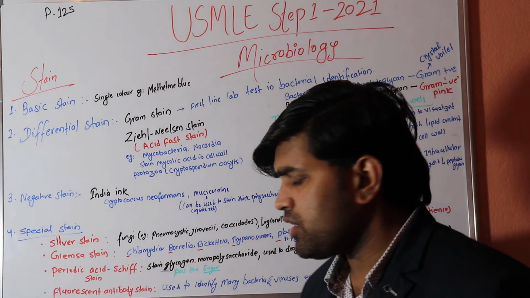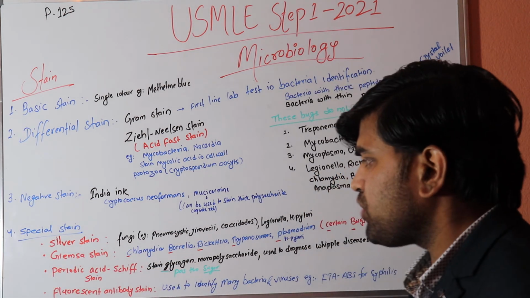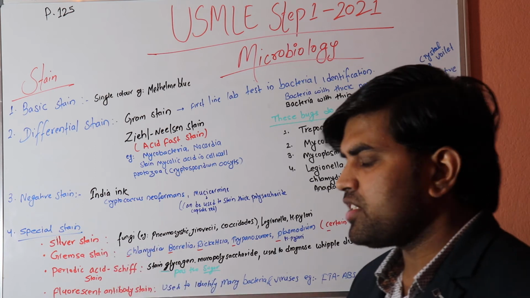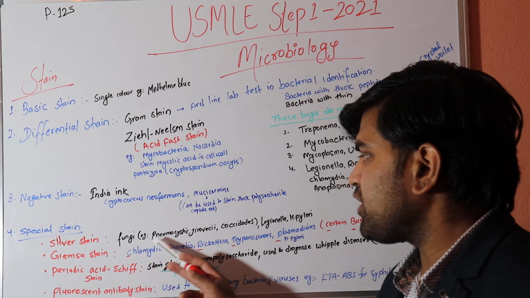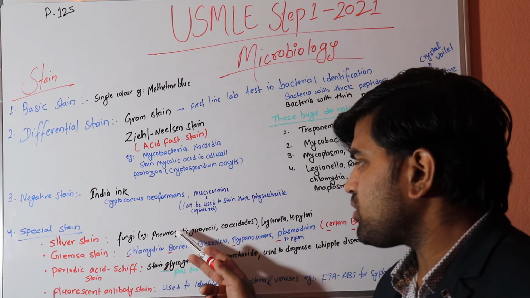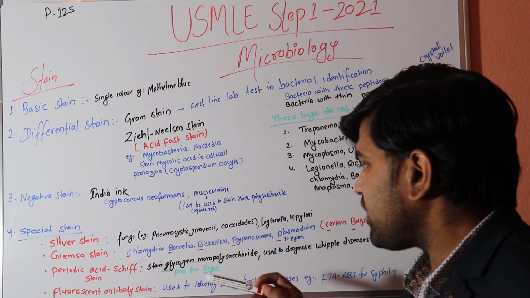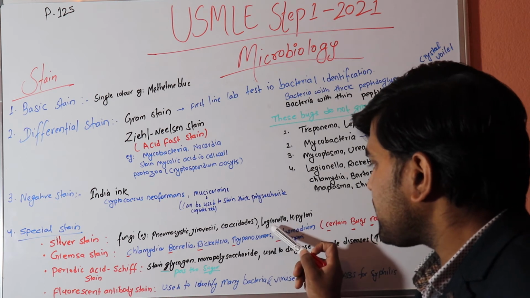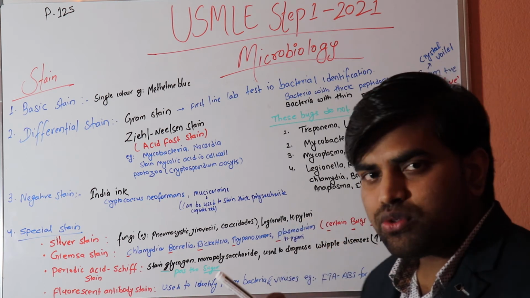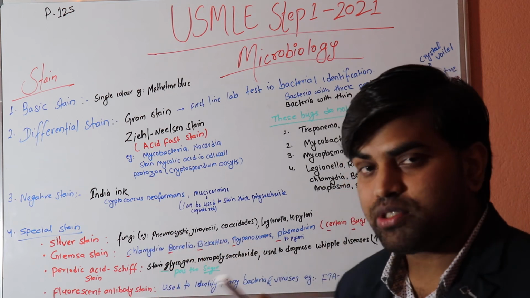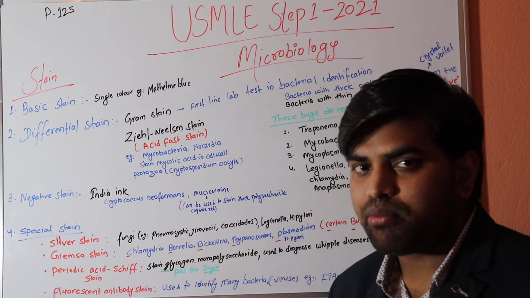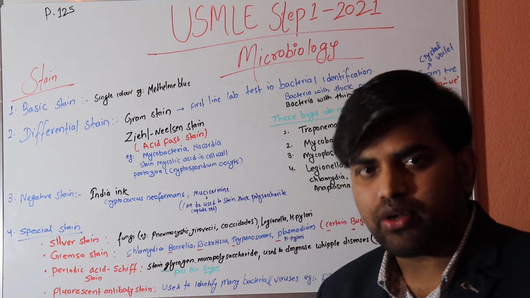Now coming to the special stains, there are certain stains that can be used for specific organisms, like the silver stain. It is known as the methenamine silver stain, and it is used for staining mainly fungi like Pneumocystis jirovecii, which is responsible for pneumonia in HIV patients, then Coccidioides, this fungus. Then there are certain bacteria like Legionella and H. pylori. So these special stains you have to understand, because they are used for special organisms only, and that is a very important piece of information while you are making your diagnosis.